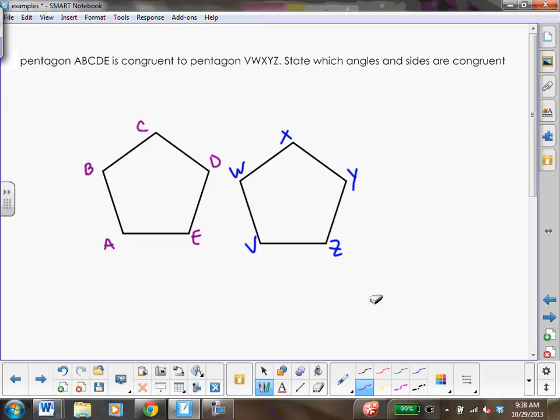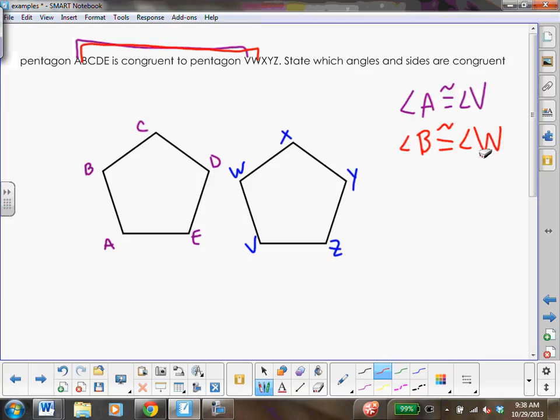Now, if I follow my congruence statement, I know that angle A has to be congruent to angle V. Following the congruence statement again, angle B has to be congruent to angle W. Angle C will have to be congruent to angle X.